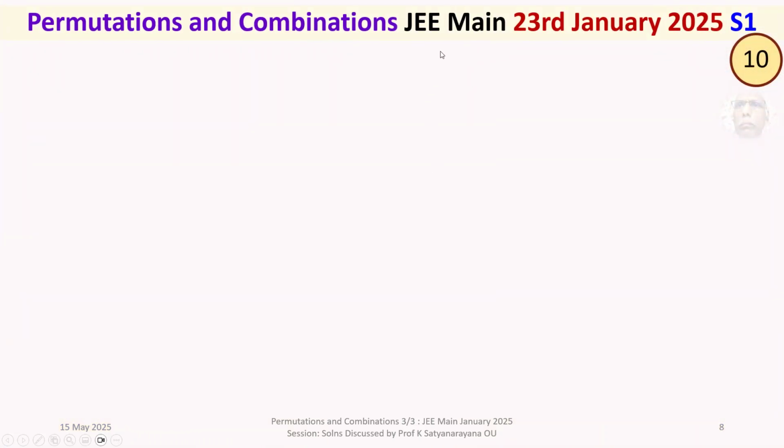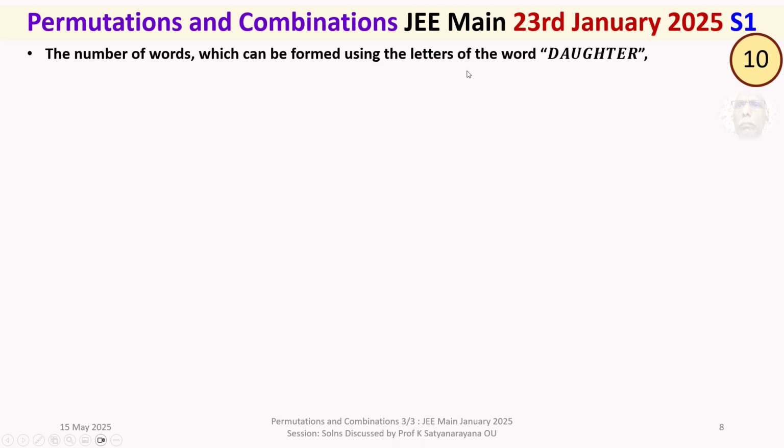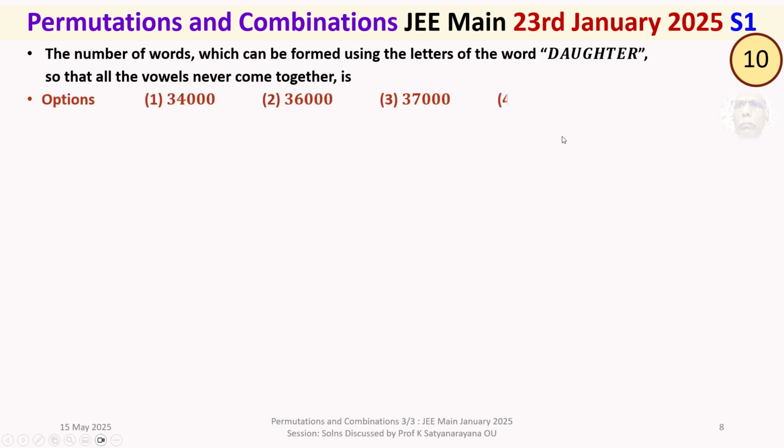Yes, this is the question that has appeared in the JEE Main exam held on 23rd January 2025 in the morning shift. The number of words which can be formed using the letters of the word DAUGHTER, so that all the vowels never come together is, we are given 4 options. Let's now discuss the solution of the problem in detail.